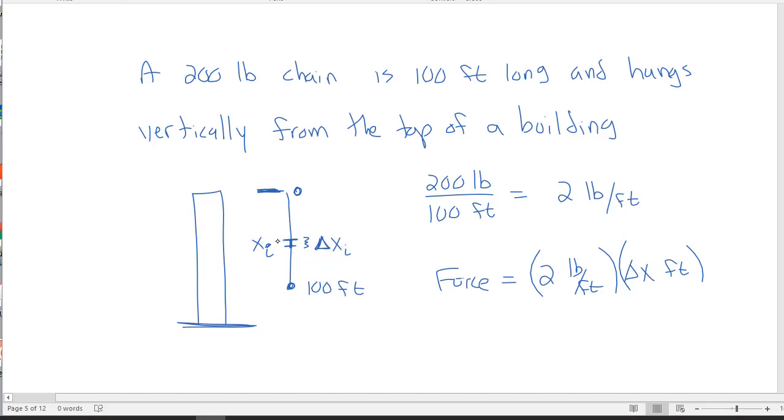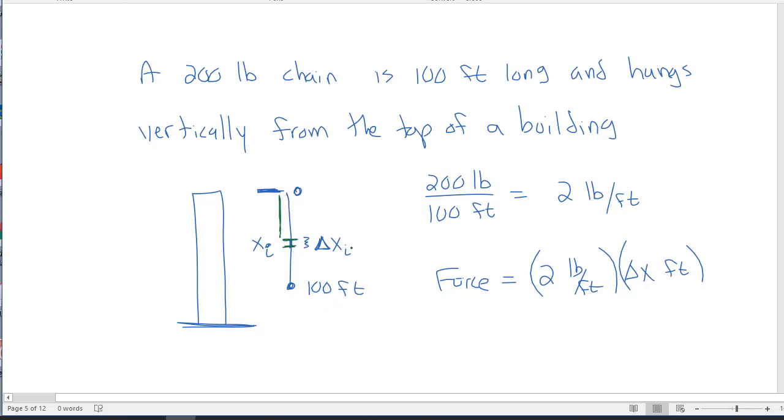Now, if I look at this one particular chunk that I cut here, if I'm lifting this entire chain to the top of the building, that's what we're going to propose here. So we're going to pull this chain to the top of the building. This particular segment is going to move this distance. Let me highlight in green. So this is the distance that this chunk of chain will move. So again, if this position is at 50 feet, since my chain is 100, this chunk of chain will move 50 feet up until it's at the top of the building.